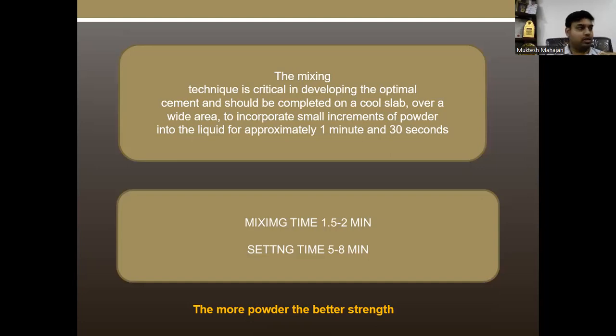More the powder, more the strength. It doesn't mean that we should add more powder.